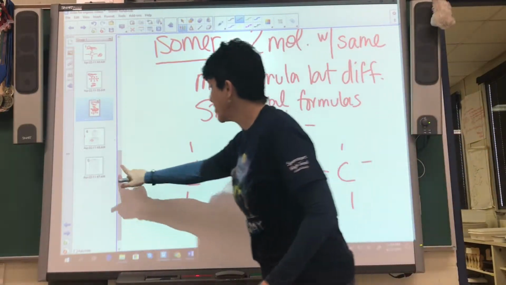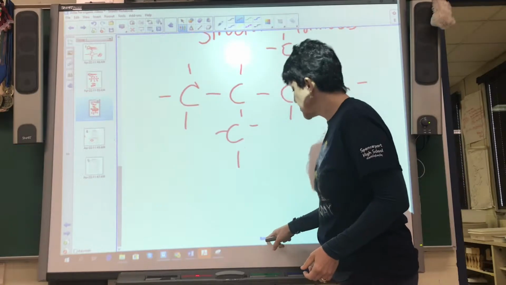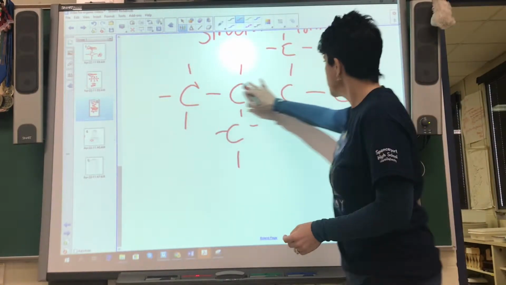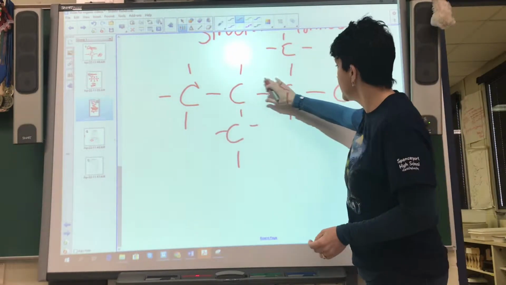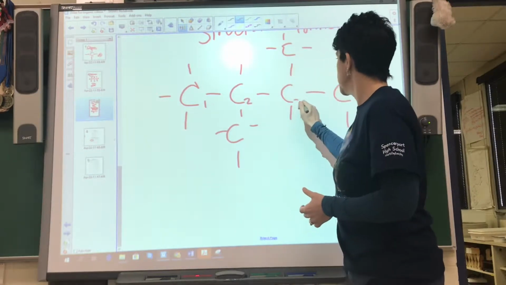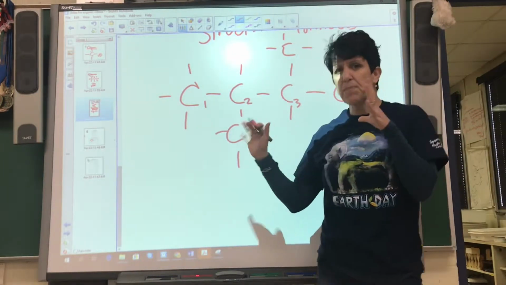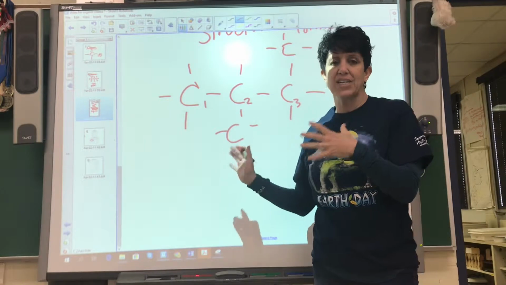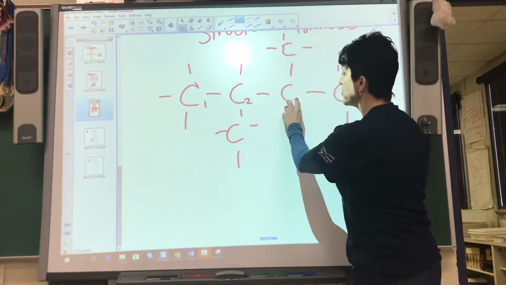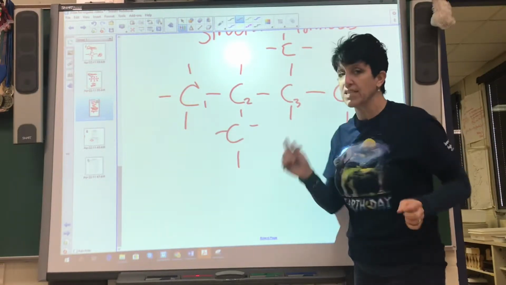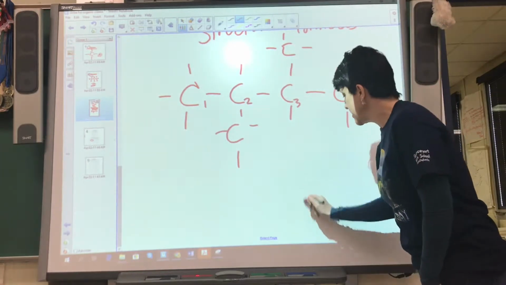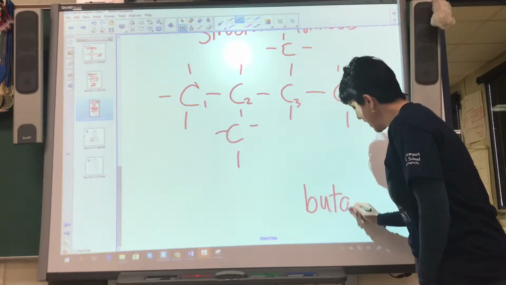So to name this molecule, first I have to count the carbons in the longest chain. Here is my longest chain, or even if I started here, there's no more than 4 in any. So I'm going to count them out, 1, 2, 3, 4. If there's something exciting going on at one end, I should always count from the shorter side. This one, it's equal. I could have counted from this side and it still would have affected carbon 2 and carbon 3. So my last name is going to be butane.